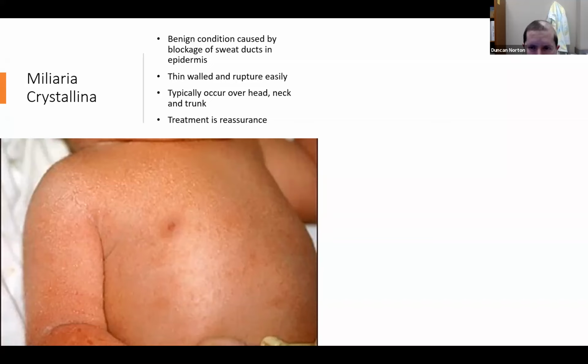It can be kind of difficult to figure out unless you get very close, which is why I provided you a close-up picture of it. The treatment is just reassurance. This will go away on its own. It's a benign condition. Parents don't need to worry about it.